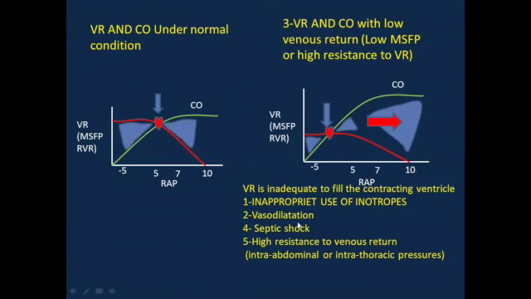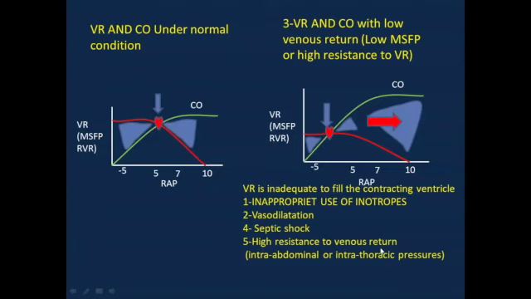Or you have significant vasodilatation. In this condition, you have the loss of systemic vascular resistance. That could also be iatrogenic. So if you are using an inappropriate dose of vasodilators, the blood pressure might drop, with significant vasodilatation of the arteriolar compartment, and the blood will be stagnant in the arterial or arteriolar compartment of the circulation.